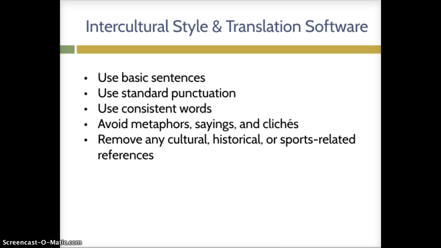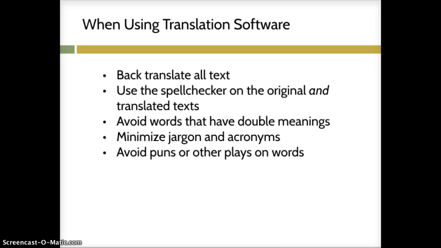When using translation software, make sure that you back-translate all of your text. That means that after you translate something into another language, translate it back into English. It will help you identify problems if it translates back into English in unexpected ways. Use spell checker on the original and translated texts. Spelling errors will often cause the software to guess at your intentions.